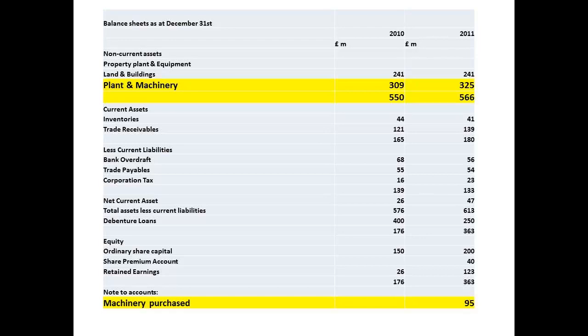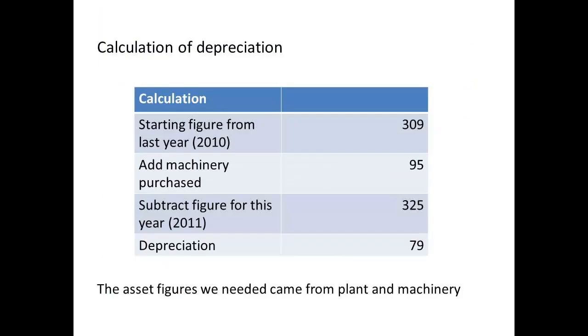Here are the figures we are going to use for our calculation. We have figures that relate to the start of the accounting period, the end of the accounting period, and a relevant transaction relating to a non-current asset that occurred during the period. This is how the calculation is carried out.